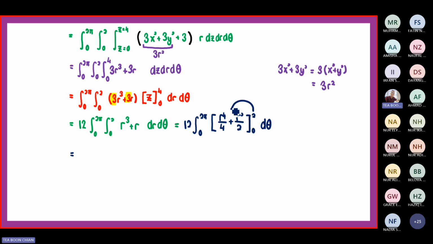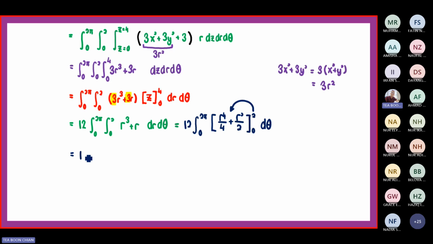Okay, 2 substitute into it. 2 power 4 over 4, you get 4 plus 2 squared over 2, you get 2. So 4 plus 2, you actually get 6. So 6, put it out, you have 6 multiplied 12, 72.